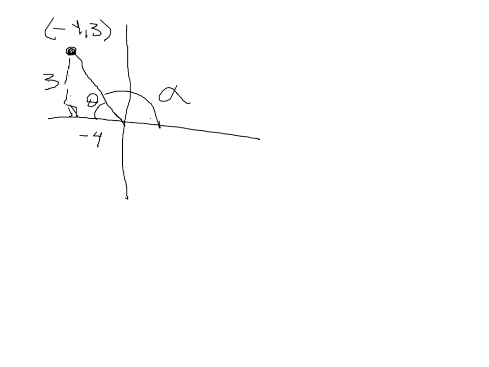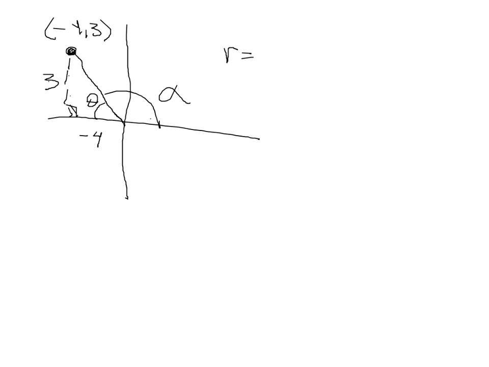Okay, so on your handout in class, you will have the point -4, 3. And you'll want to find the 6 trig functions of alpha. So we make the reference angle theta. This opposite side, that's y, and that's -4.